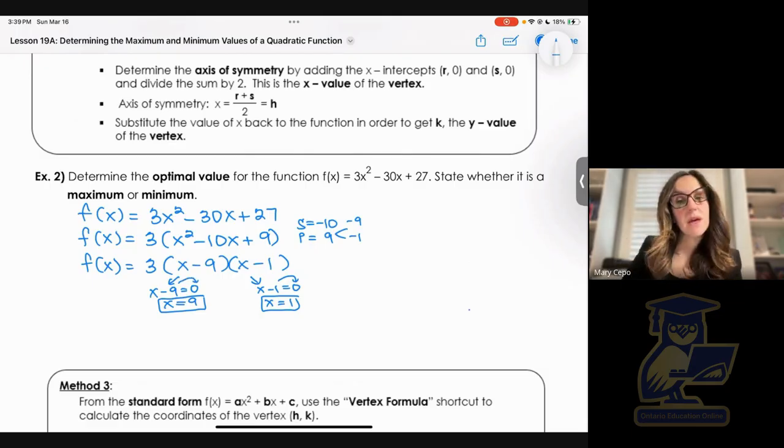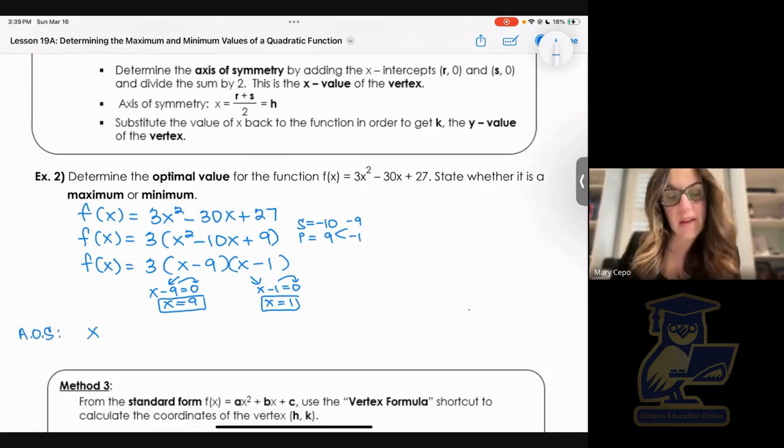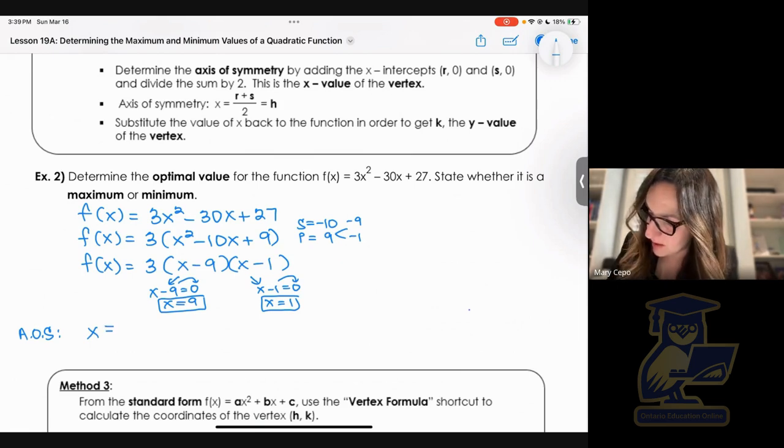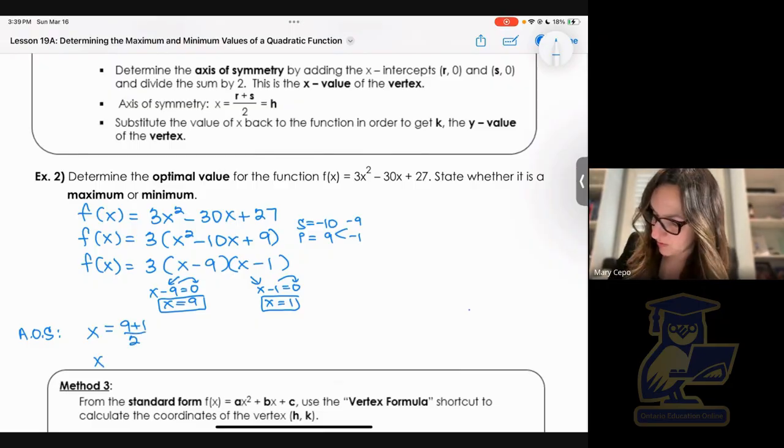Okay, so now that we have what those zeros are, to figure out the axis of symmetry, remember it's always halfway between those zeros. We're going to add them together and divide by 2. So that would be the axis of symmetry, but we also know that that also represents the x value of a vertex. So that's going to be 9 plus 1, divided by 2. We know 9 plus 1 is 10. 10 divided by 2 is 5.